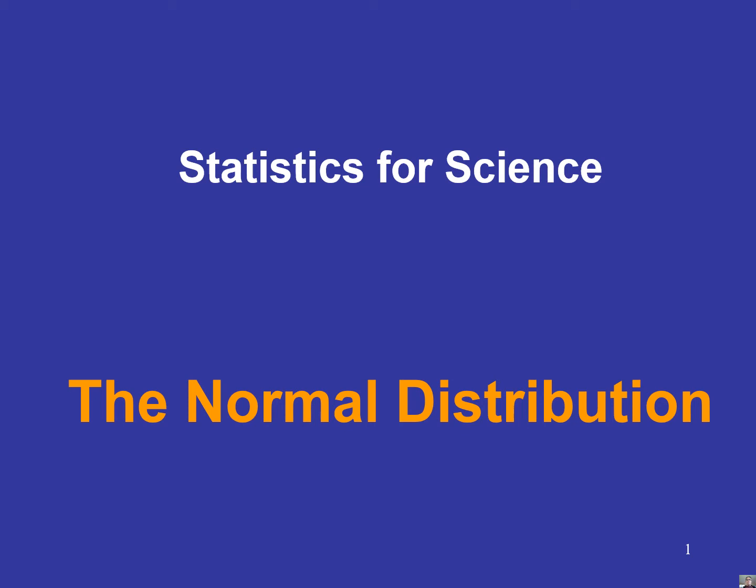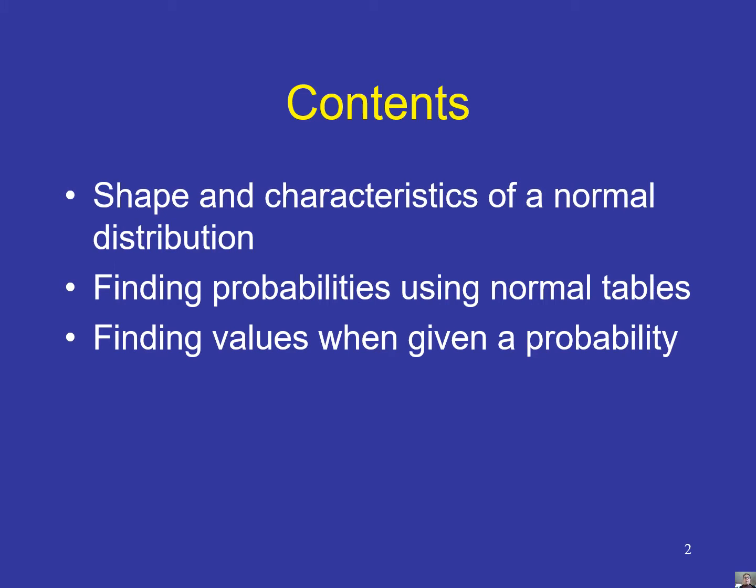In this lesson, we're going to look at the normal distribution. We're going to look at the shape and characteristics of a normal distribution. We're going to look at how to find probabilities using normal tables, and then we're going to work backwards, in other words, finding values if we're given a probability.